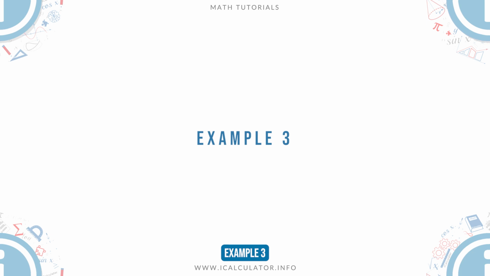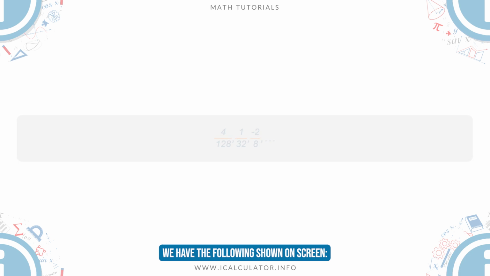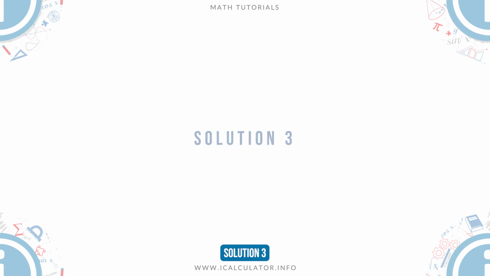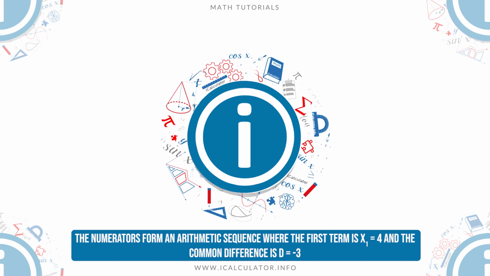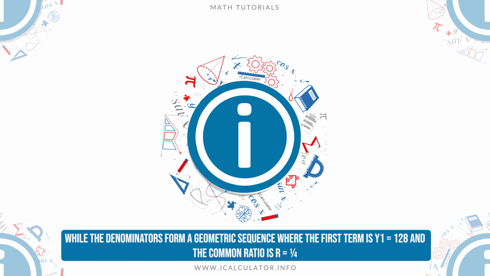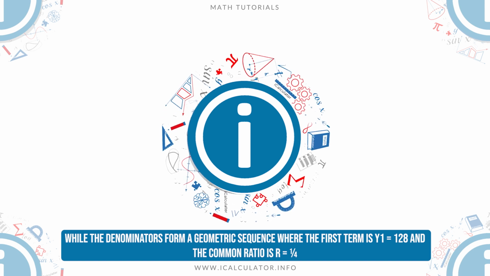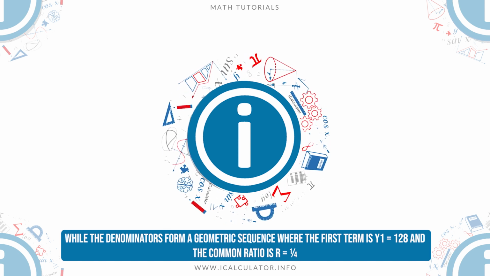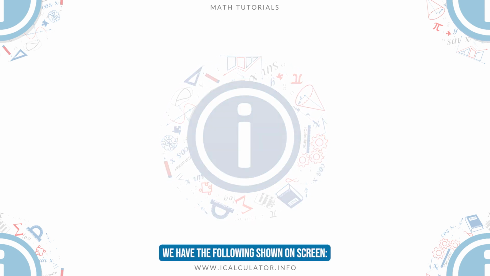Example 3. Calculate the 11th term of the number sequence shown on screen. Solution 3. The numerators form an arithmetic sequence where the first term is x1 equal to 4 and the common difference is d equals -3, while the denominators form a geometric sequence where the first term is y1 equal to 128 and the common ratio is r equals 1/4. Hence, for the 11th term in each sequence, n equals 11, we have the following shown on screen.